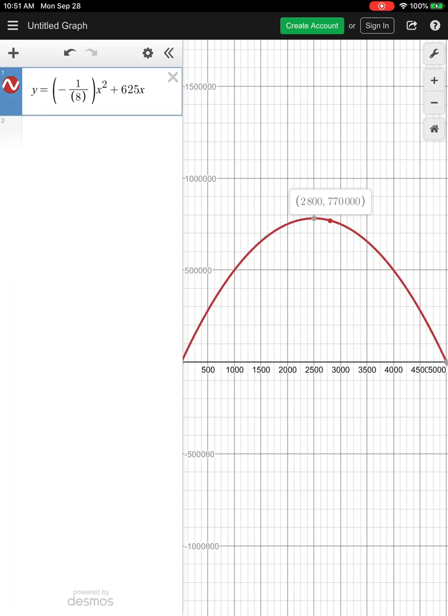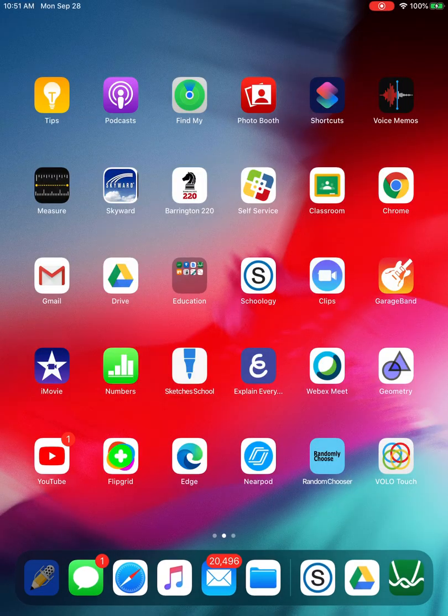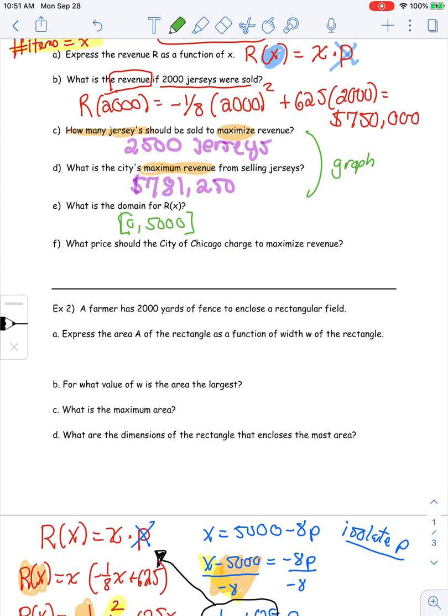Okay, looking for that maximum, there is that. Now it looks like it's a little bit different than what we had calculated by hand. We've got 2,800. Oh, nope, there we go. 2,500 and then 781,250, just like we had established before. So it's a quick way that we could check our work to make sure that our original vertex was accurate, okay?